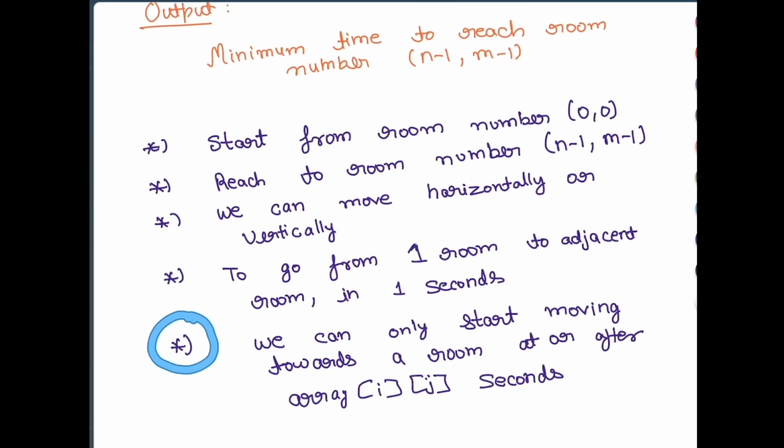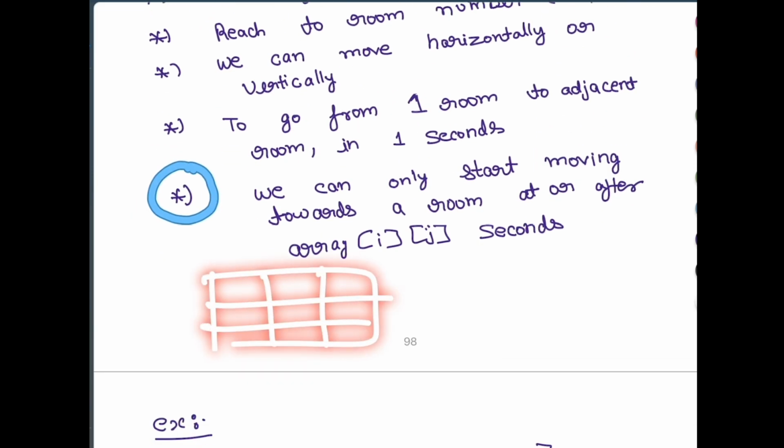Now let us try to understand what the question is all about and how we can reach one room from other rooms. We can start from the room number 0, 0. That is the initial index. So you can say we are initially at room 0, 0, and we need to reach room n-1, m-1. We can move horizontally or vertically. I will explain this point again, but for now you can just understand it like this: if you have a graph and all these nodes are your rooms, then from each room you can either go horizontally or vertically. I'm going to explain this point in detail.